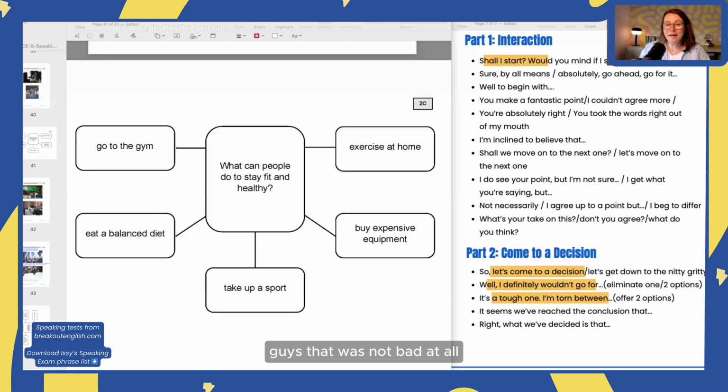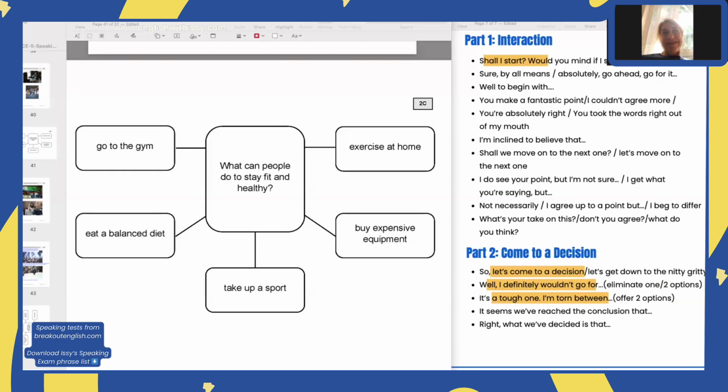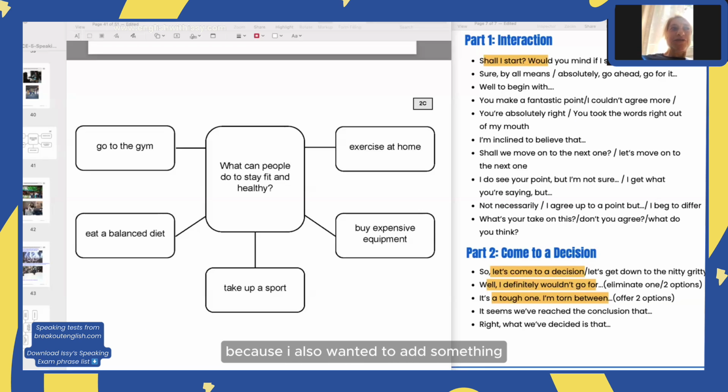Guys, that was not bad at all. Any feedback you'd give yourselves? At the end, I wanted to jump in because I also wanted to add something, but I didn't really know when I should interrupt her, because in my opinion, Michaela talked too long about exercising at home.